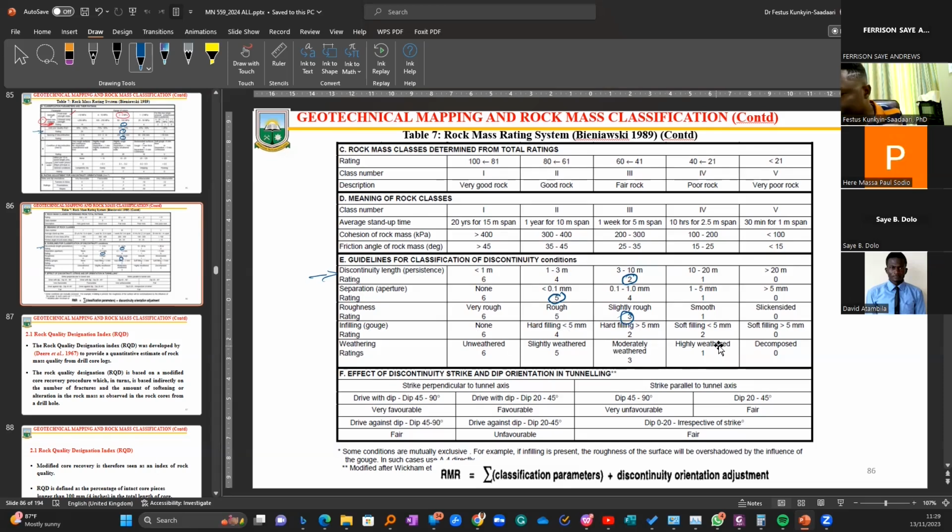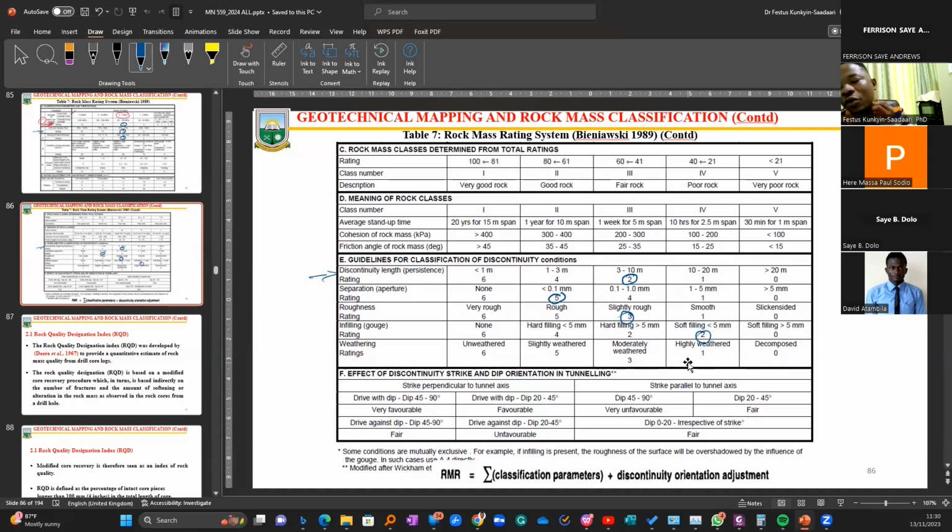Is what? I'm seeing hard filling greater than. So just tell me the rating. So we have soft filling less than 2, and then hard filling if it is greater than 5. So the 2s are 2. So which one are you picking? Less than 5.